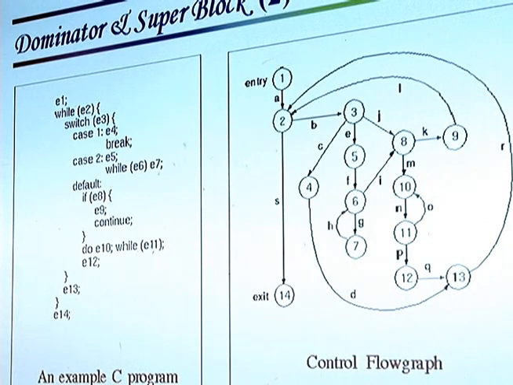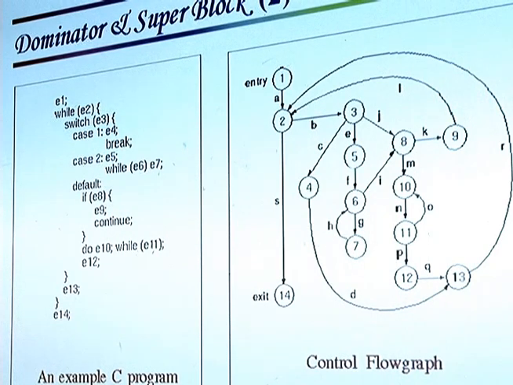No, from 2 it can directly go to 14. So can I go to 14 without going through 3? Yes. Therefore, 3 does not predominate 14. Is this clear? How about 4 and 5? Can I go to 4 without going through 5? After I visit 4, do I have to go through 5 before the program terminates?